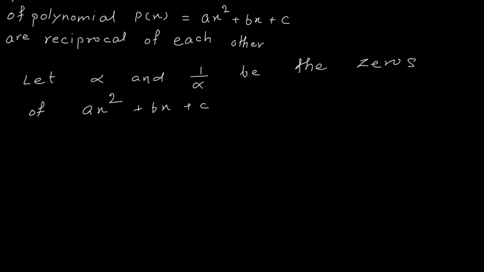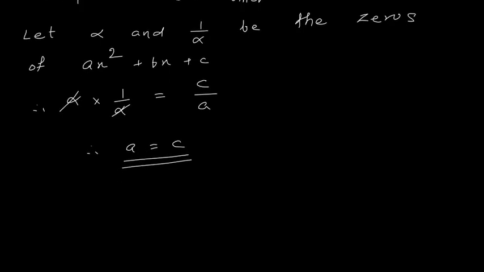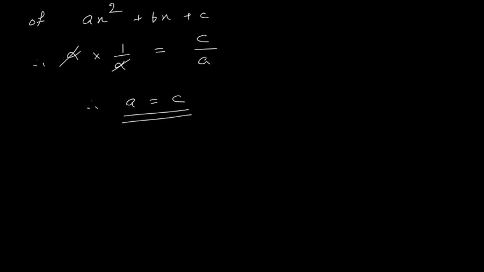So therefore alpha into 1 upon alpha, that is product of zeros, is c upon a. So this alpha and alpha will cancel. So therefore I have a equal to c. So this is the condition. Find the condition that the zeros of the polynomial are reciprocal of each other. So I will say that A is equal to C is the required condition.